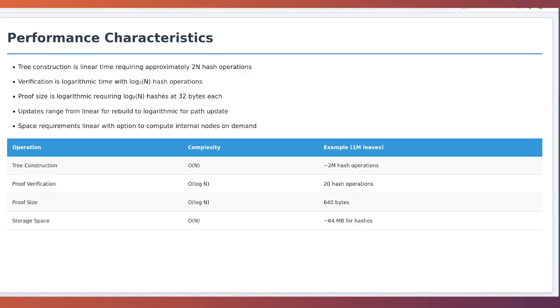Space requirements are linear. The tree stores n leaf hashes and approximately n internal node hashes, for a total of about 2n hashes. For storage-constrained systems, you can store only the leaves and recompute internal nodes on demand, trading computation for storage. These performance characteristics make Merkle trees practical for real-world use. The logarithmic verification is the key property that enables scalable distributed systems.